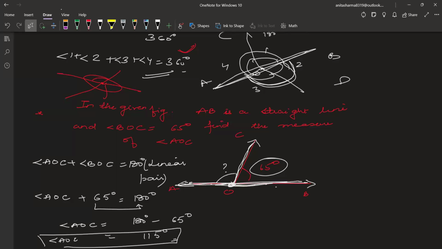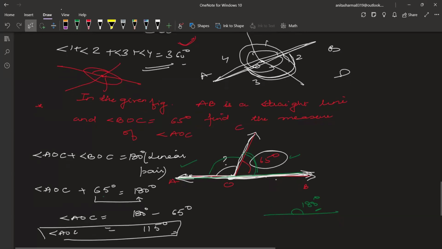And this AOB line is a straight line, right? The OA ray and this OB ray make a straight line when they are combined. So we know that on a straight line, the angle is 180 degrees. Right, Hamza? Yes, ma'am. So the sum of these two angles, angle AOC and angle BOC, should be equal to 180 degrees. And one angle is given, 65. So you can subtract 65 from 180, you will get the other angle, 115 degrees.